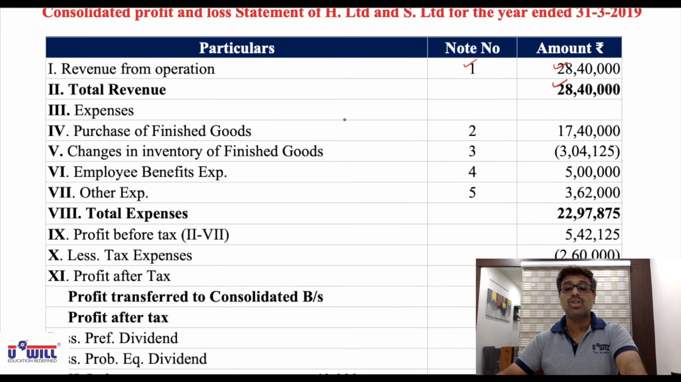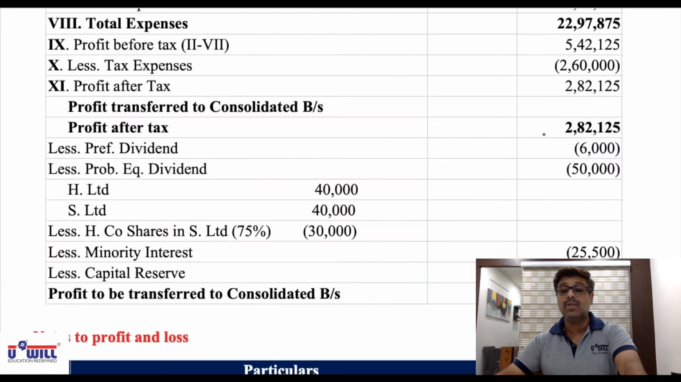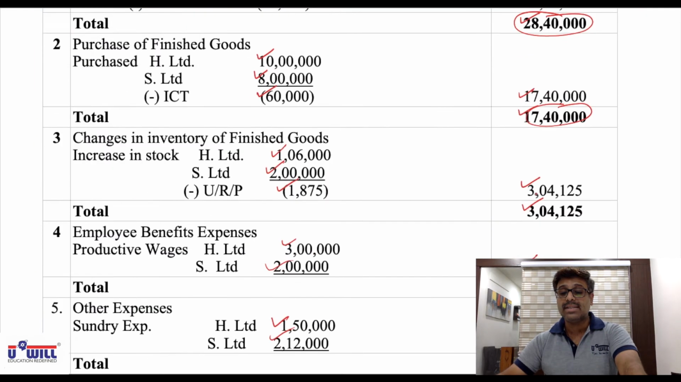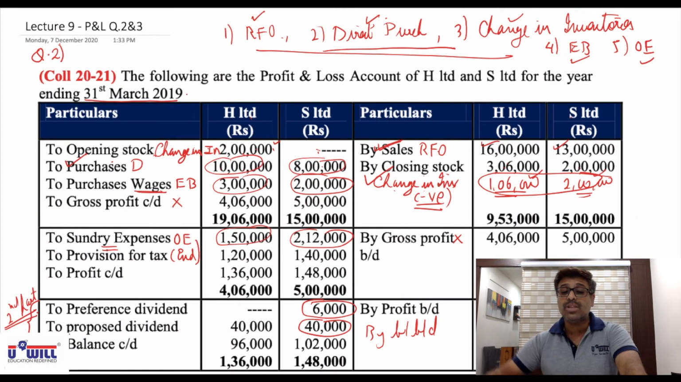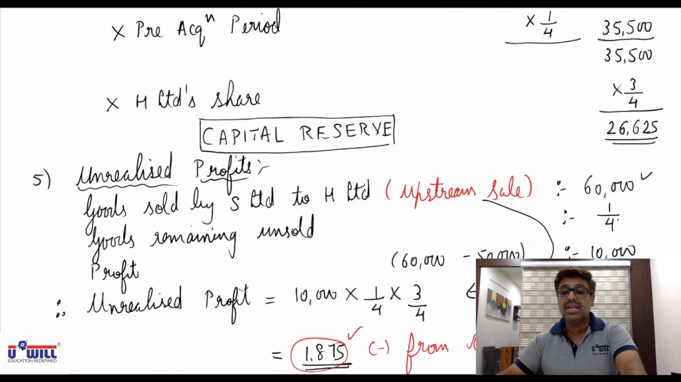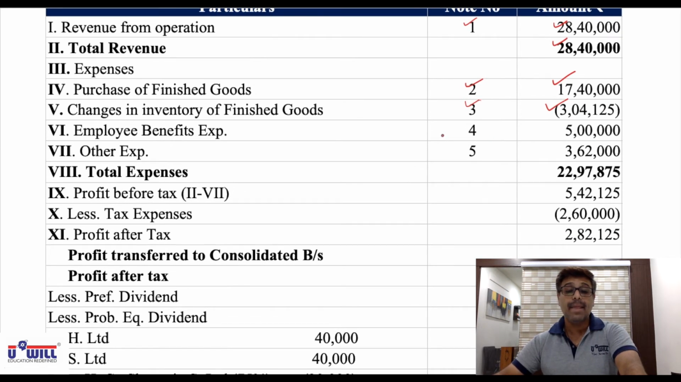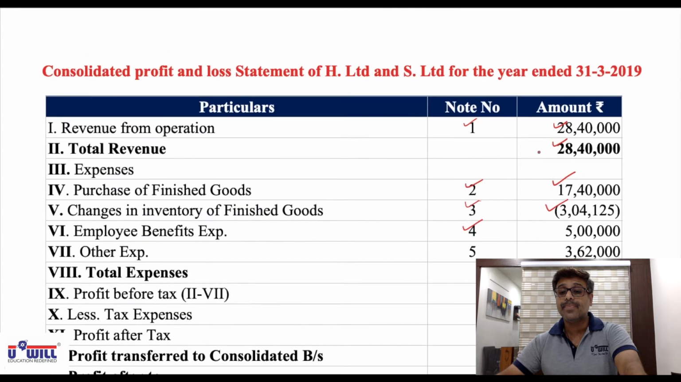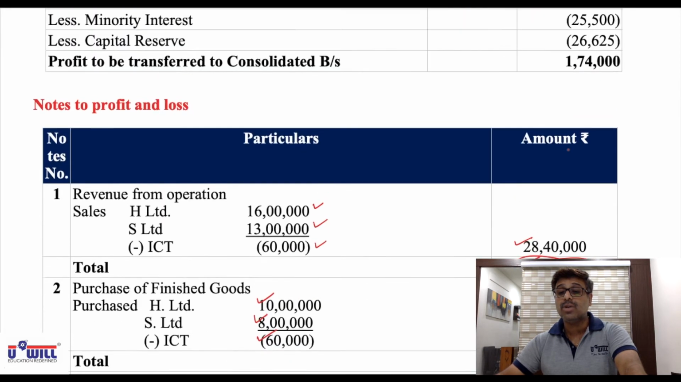Now expenses, again, cost of materials consumed would be nil. Purchases of finished goods from note 2, you can see 17 lakh 40,000. Then change in inventories from note 3, you all can see 3 lakh 4,125. And as I said to you, closing stock is more than opening stock, so you'll take it as a negative figure. So here in P&L statement, you'll write minus 3 lakh 4,125. Employees benefit expenses from note 4, you will get 5 lakh rupees. And other expenses from note 5, you'll get 3 lakh 62,000 rupees.